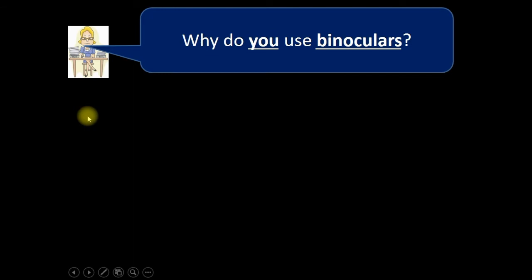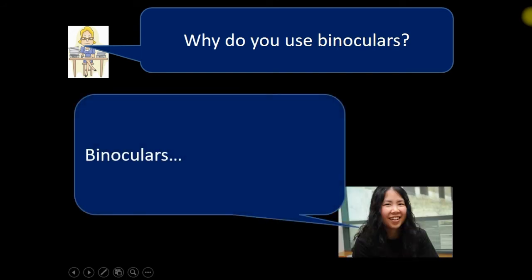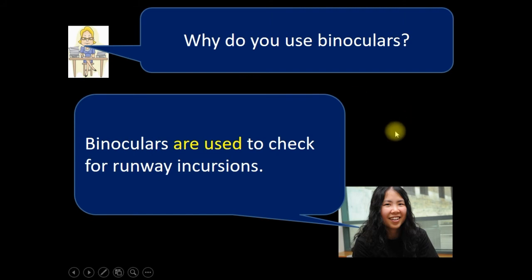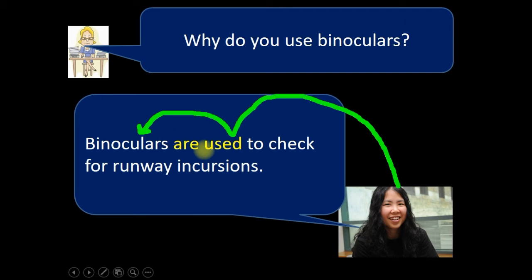Now, someone else might see this question and think about binoculars as the more important idea, and they might start by saying binoculars. In this case, if you're thinking about binoculars and use, you should know that binoculars don't use anything. The idea is that the person uses the binoculars. So this should be passive voice. Binoculars are used to check for runway incursions. Notice again we have verb to be and the past participle.